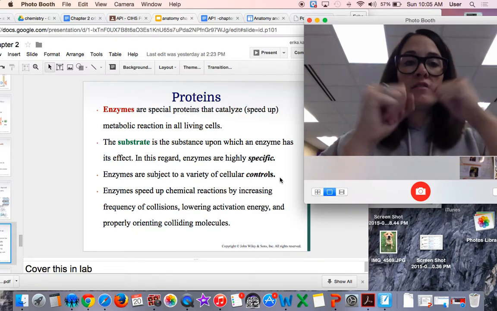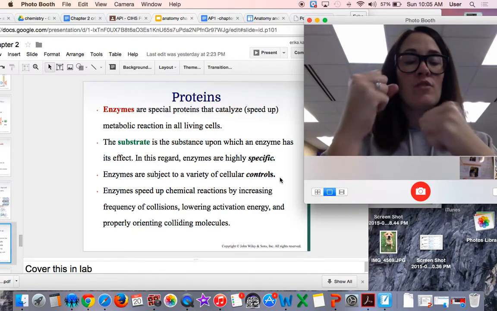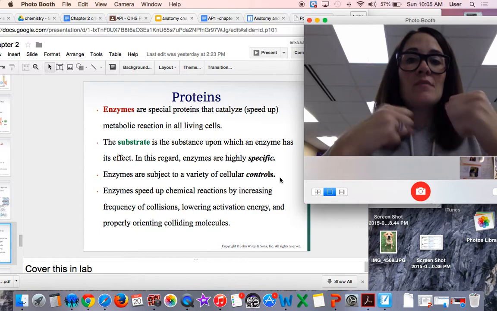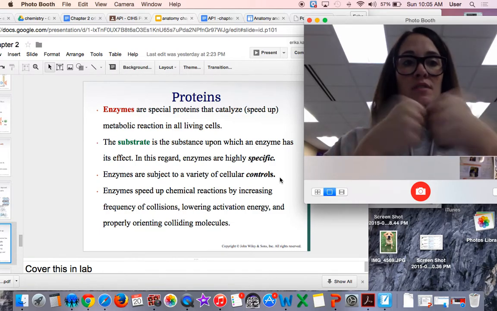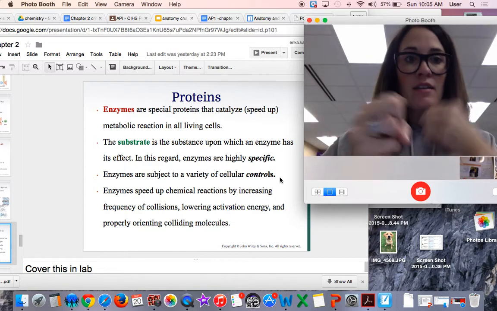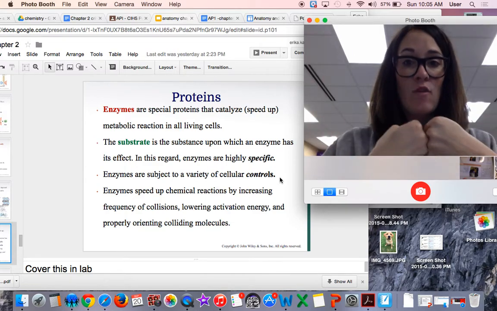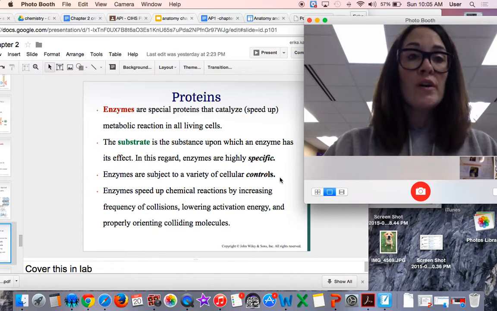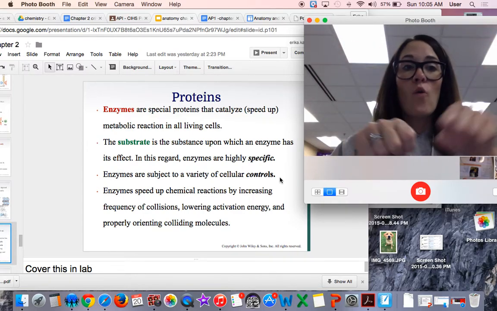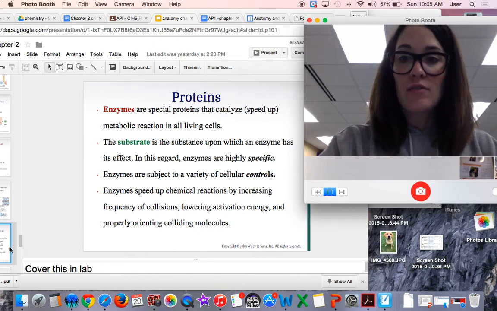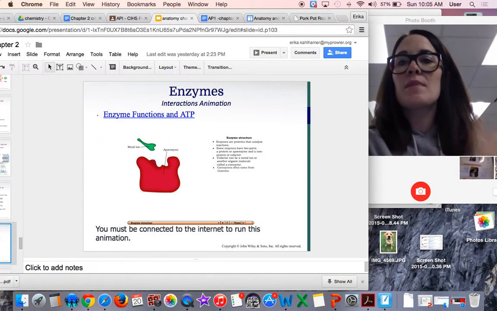So here are our molecules that we want to have a chemical reaction. Enzymes actually increase the frequency of collisions because when atoms collide, they chemically react. So enzymes will cause them to collide more. They will also lower the activation energy, and they'll properly orient those molecules. All of those things help speed up the reaction.